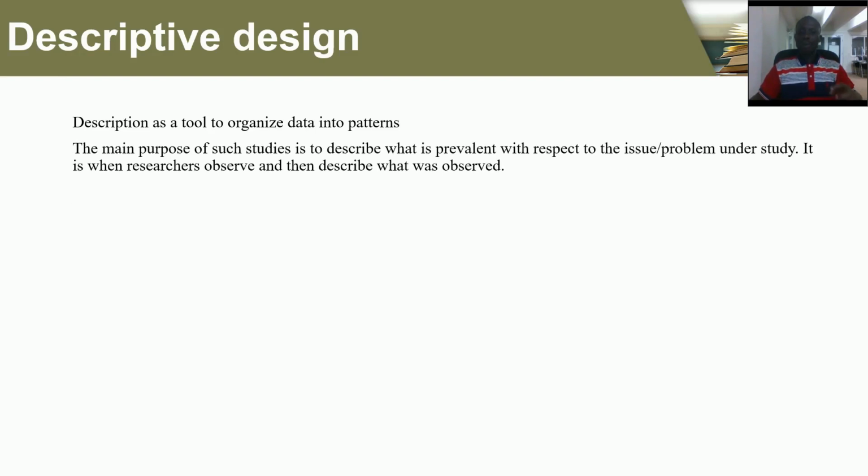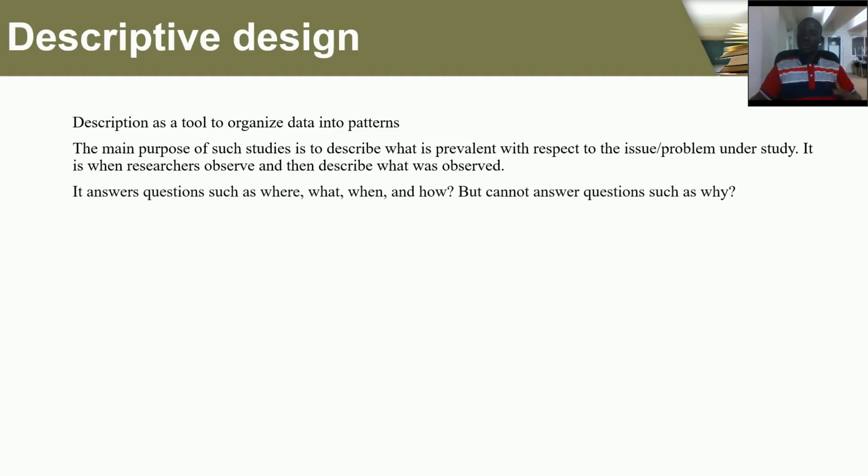The main purpose of such studies is to describe what is prevalent with respect to the issue or problem under study. It is when researchers observe and then describe what they have observed or seen. It answers questions such as where, what, when, and how. However, it cannot answer questions such as why.